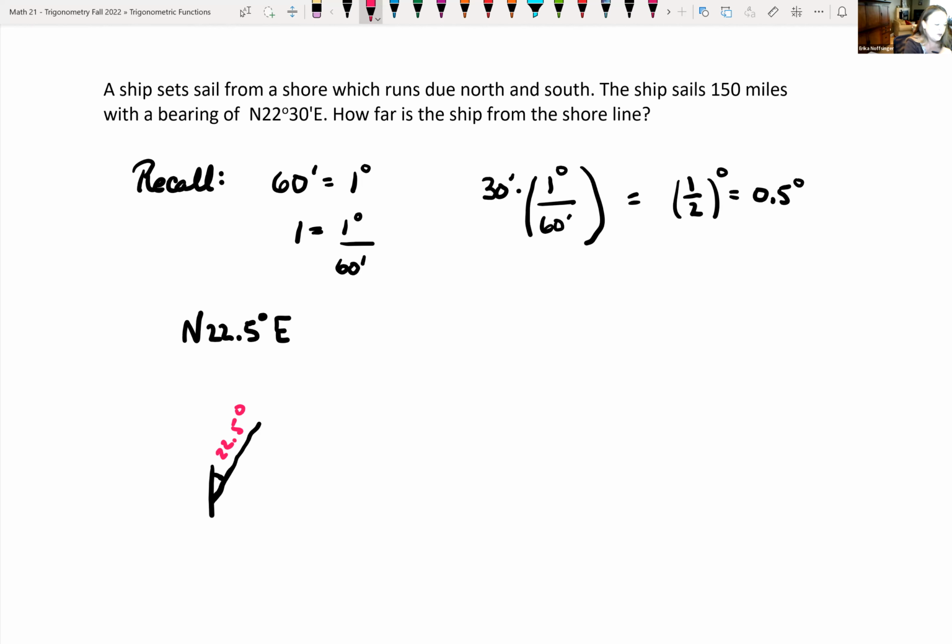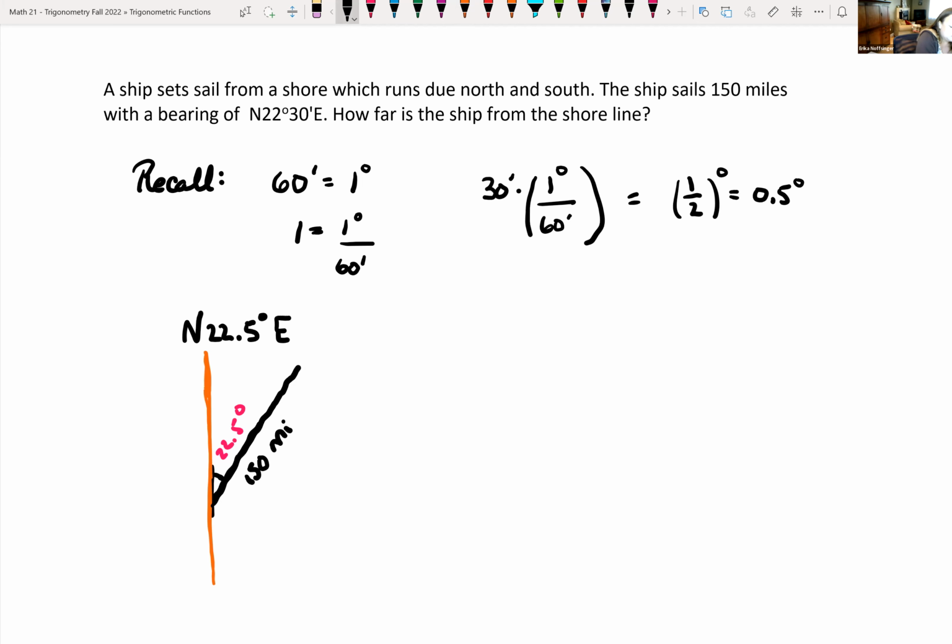Let's go back and reread. A ship sets sail from a shore which runs due north and due south. Okay, so here is our shoreline, north and south. The ship sails 150 miles. And we want to know after 150 miles, how far are they from the shoreline?